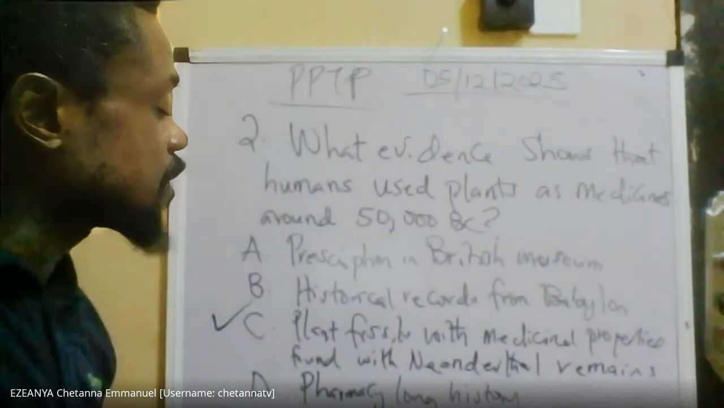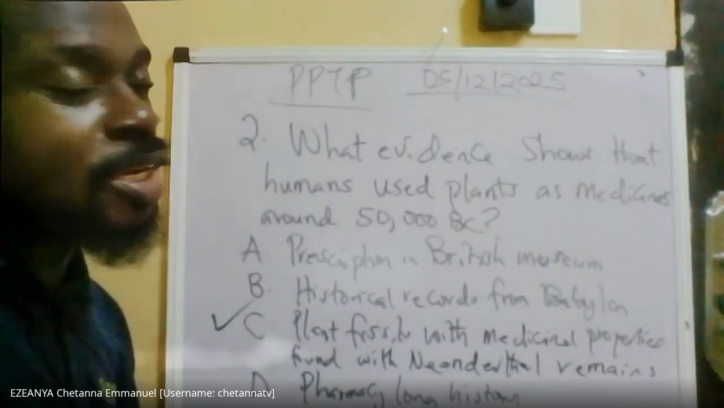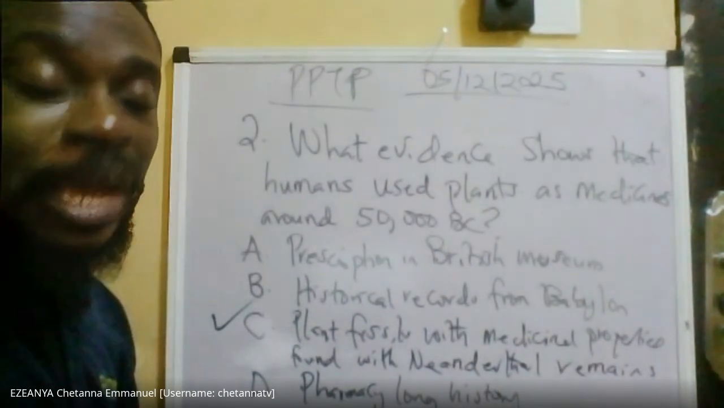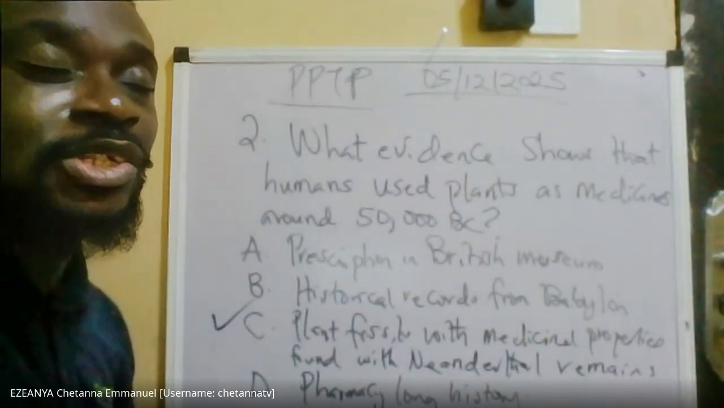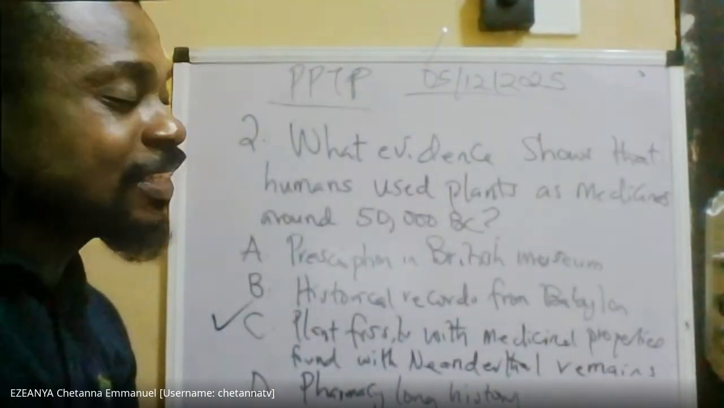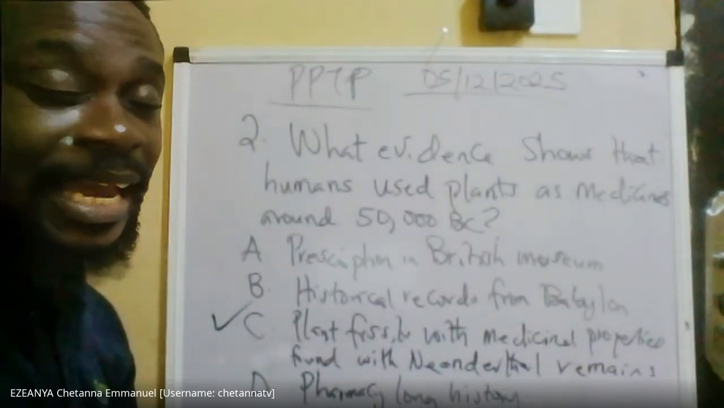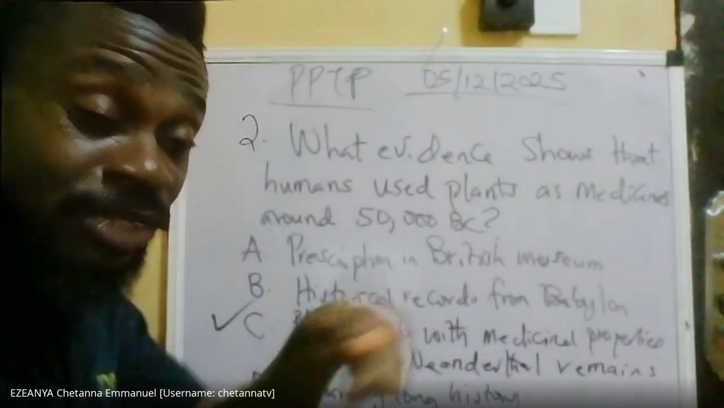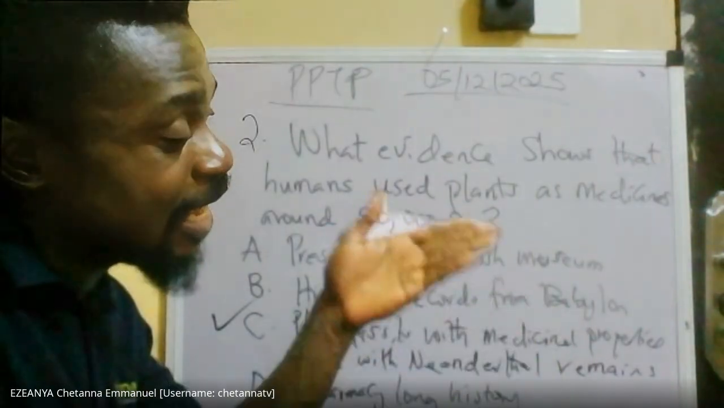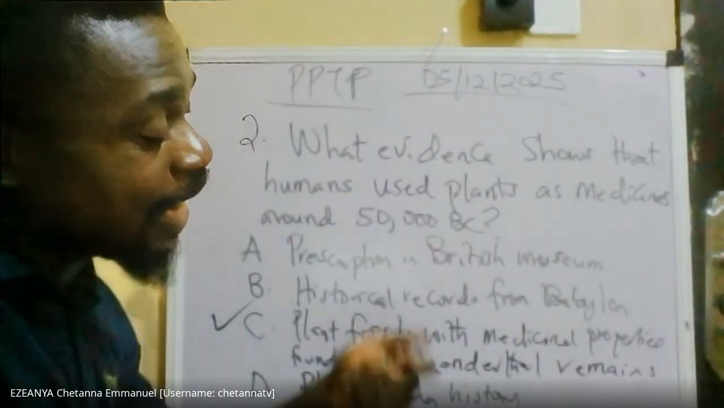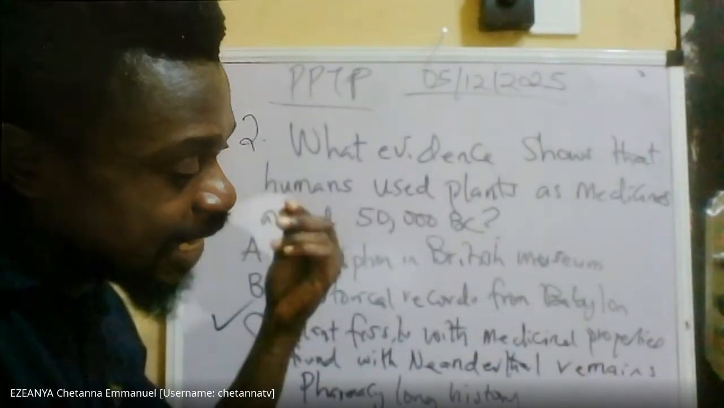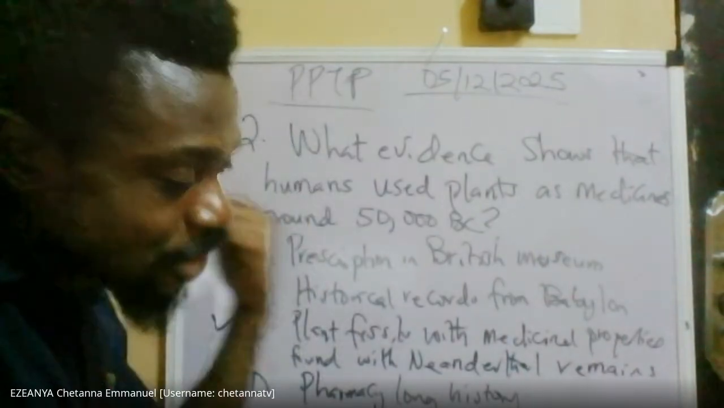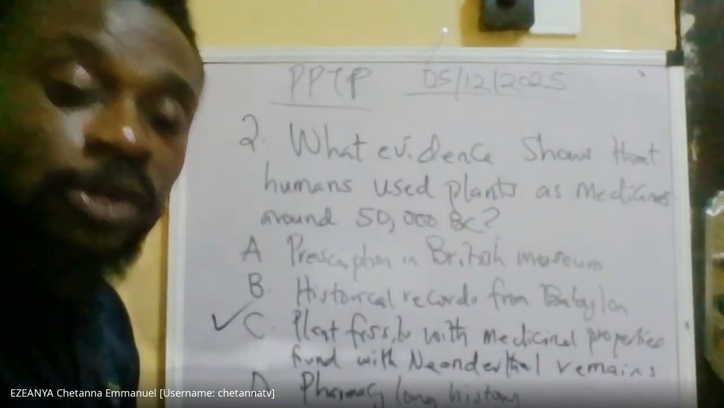Option A says prescription in British Museum. No, this one is not. Yes, a time came where we have prescription in the British Museum, but not that 50,000 BC is prehistoric era. No record was put in place, but through archaeological findings, even today, excavations can be done, and the artifact will be carbon dated to find out the age when that particular material was used.